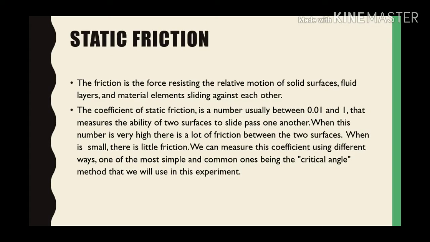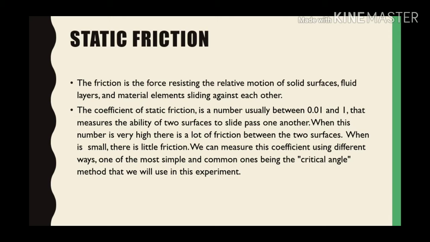Now, friction is the force resisting the relative motion of solid surfaces, fluid layers, and material elements sliding against each other. The coefficient of static friction is a number usually between 0.01 and 1 that measures the ability of two surfaces to slide past one another. When this number is very high, there is a lot of friction between two surfaces. When it is small, there is little friction.